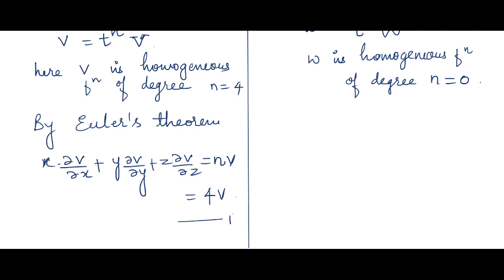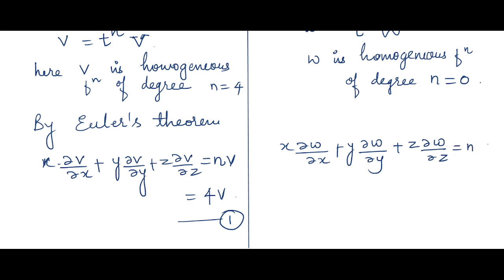Now we will give it as equation 1. For W also now we are using Euler's theorem, x into dabba W by dabba x plus y into dabba W by dabba y plus z into dabba W by dabba z is equal to n into W. But in this case, it is a homogeneous function with degree 0. So 0 into W is 0. So this is equation 2.